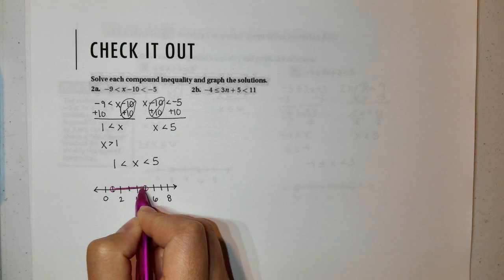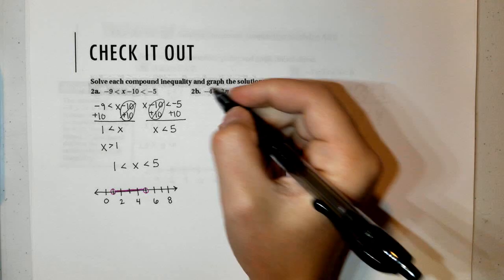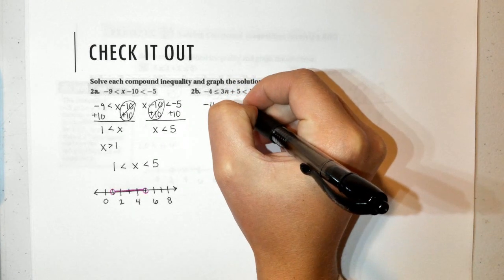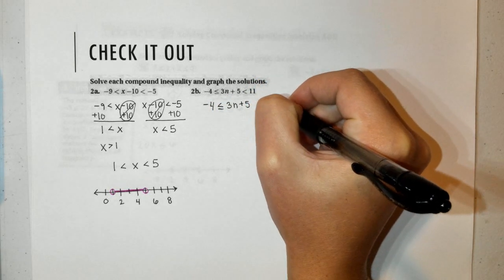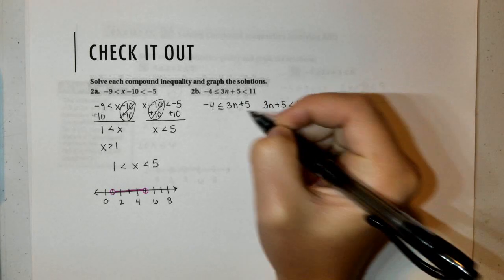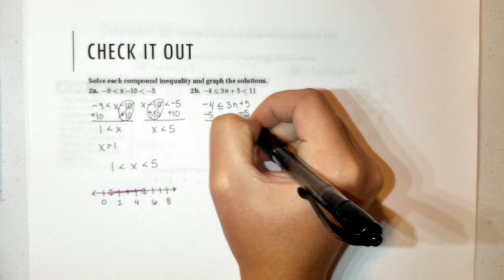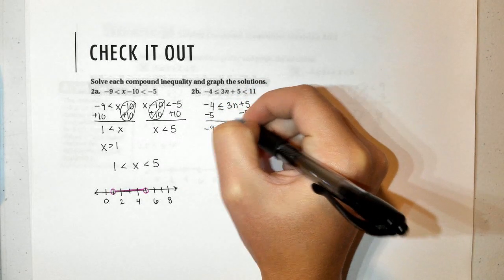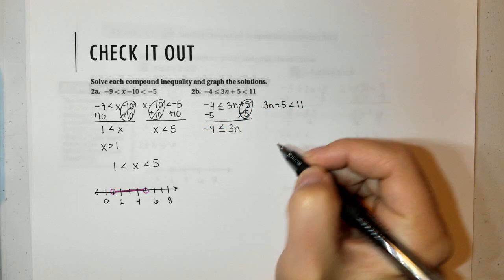So your graph would look like this. For B, I'm going to have negative 4 is less than or equal to 3n plus 5. And then my second inequality, 3n plus 5 is less than 11. For the first one, I'm going to subtract 5 from both sides. Negative 4 minus 5 is negative 9, less than or equal to 5 minus 5 is 0, so I'm left with 3n.